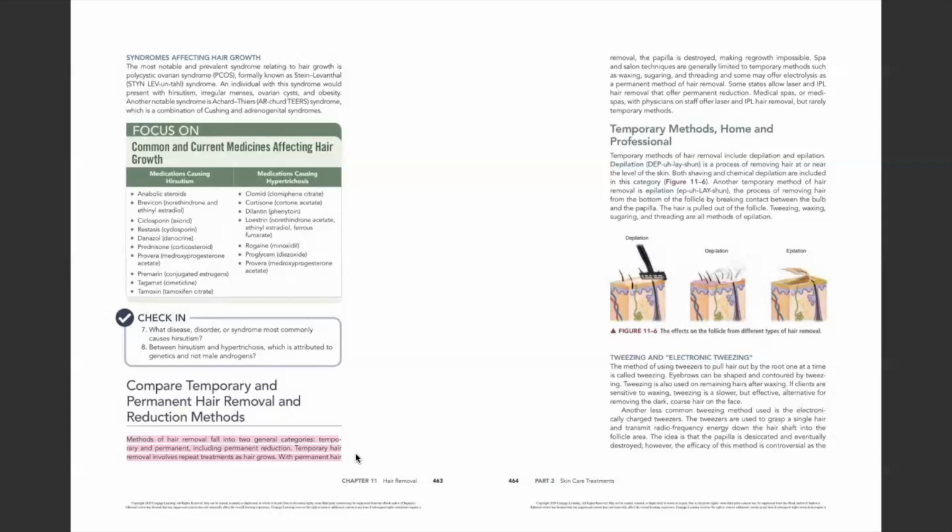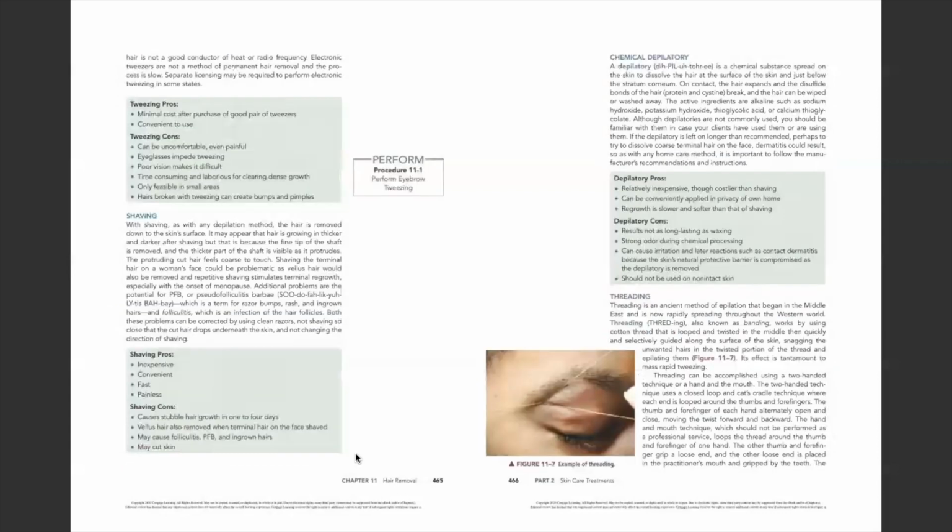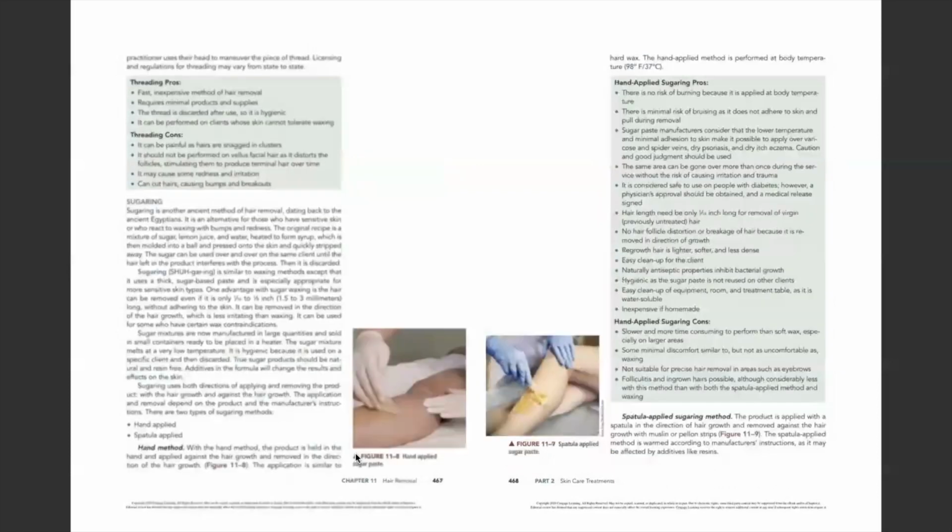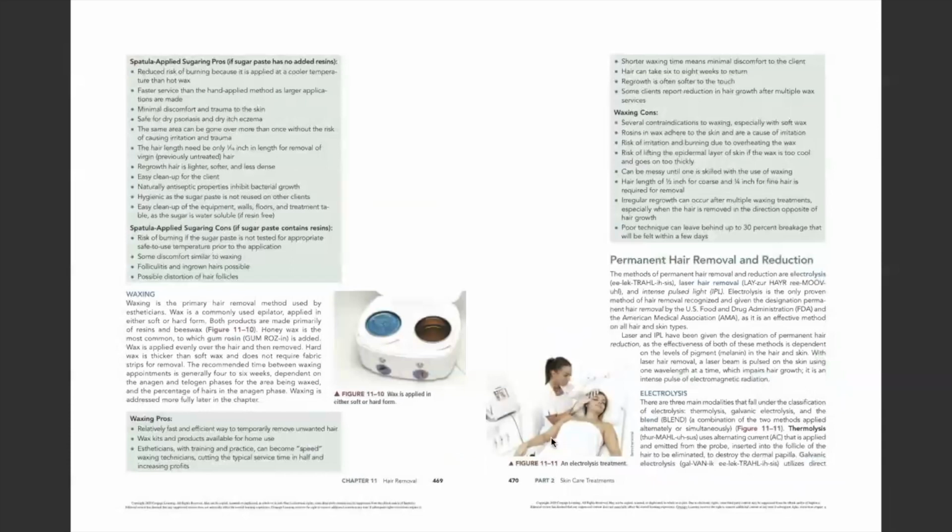And then you have epilation, where we're actually breaking contact between the bulb and the papilla and removing the hair from the follicle itself. I would understand each of those methods, and I would understand which falls in depilation, which falls in epilation. I would understand tweezing and electronic tweezing, all of my pros and cons for every method, and then same for the permanent. So then you go in to have the permanent hair removal and reduction. You have electrolysis, you have laser hair removal.